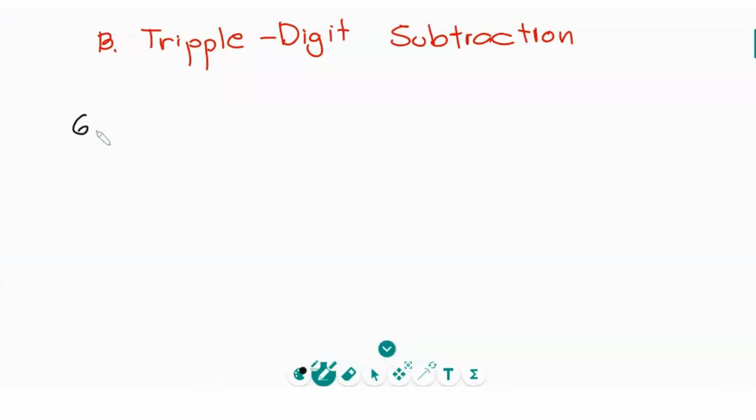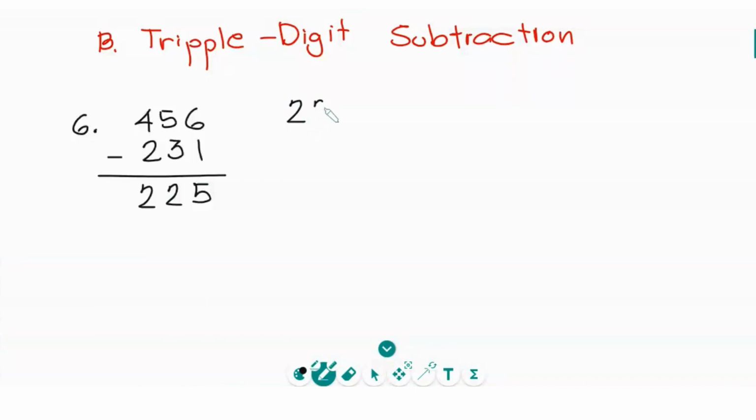Here in number 6 we have 456 minus 231. So 6 minus 1 is 5 along the ones place, and we have 5 minus 3 is 2. 4 minus 2 is 2. Now let's check our answer. So we have 225, which is our answer.